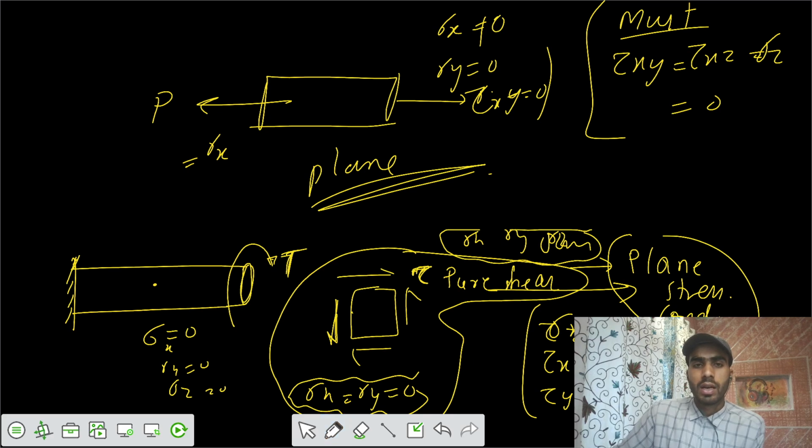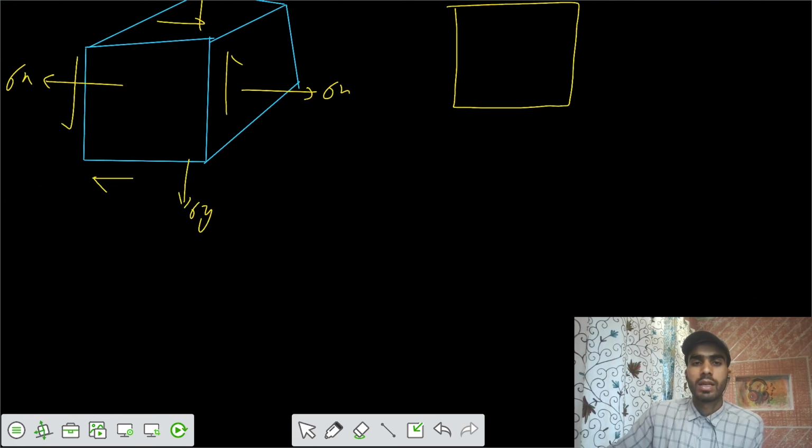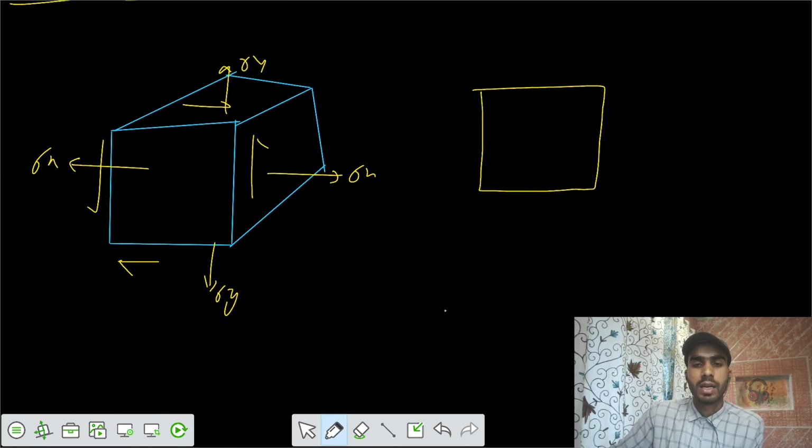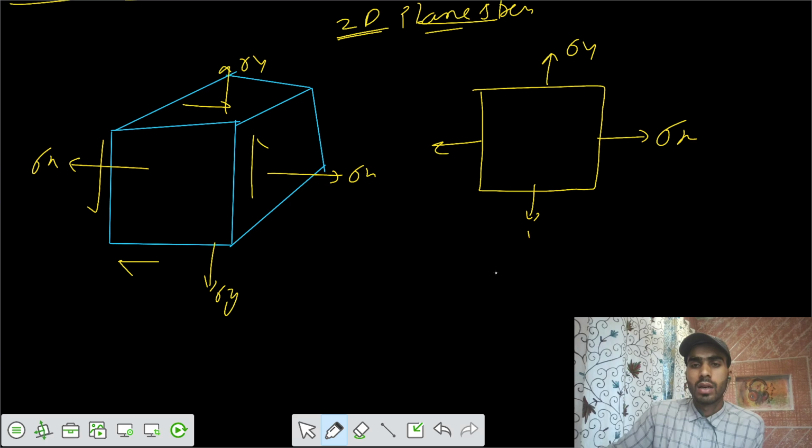So similarly, once you got, say this was a particular plane, on this particular plane only sigma x is acting. So from that, let's assume the general 2D case, that plane stress condition. That's our plane stress condition, where sigma x is acting, sigma y is acting, and tau xy is acting. This is tau yx.